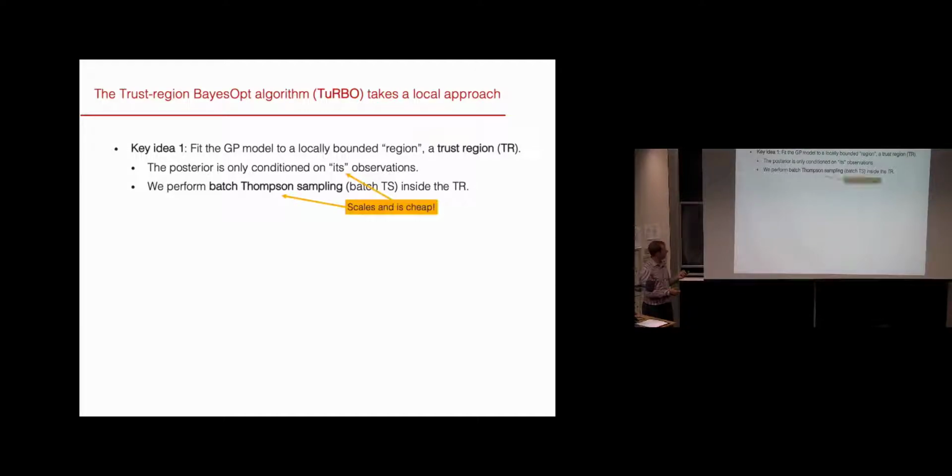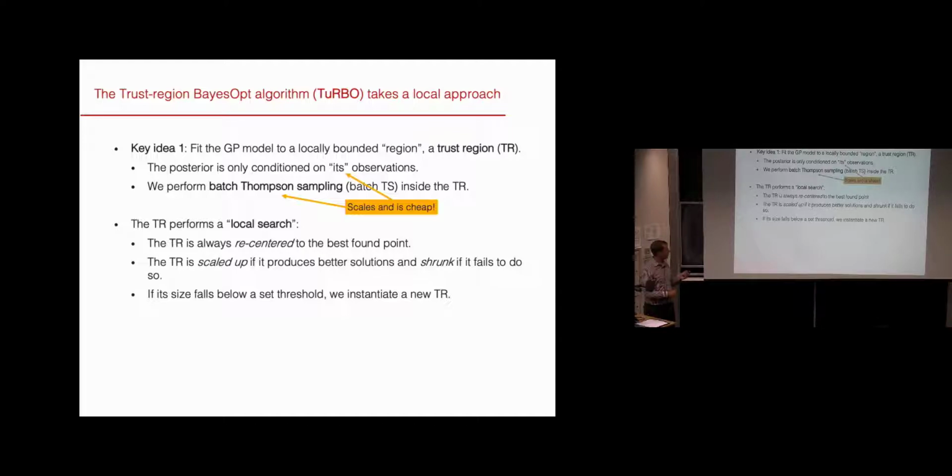That's fine. It is cheap, particularly because we only condition on the observations that are part of this trust region. The number of samples used in the inference is rather small, so the computation cost stays cheap.